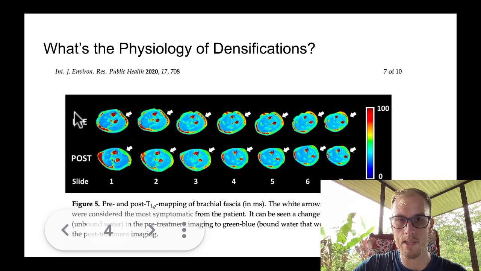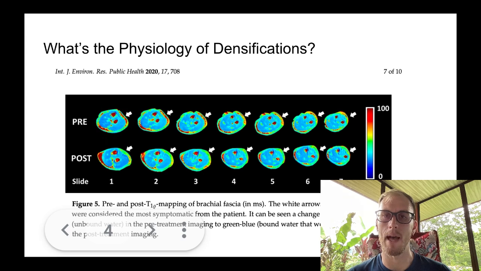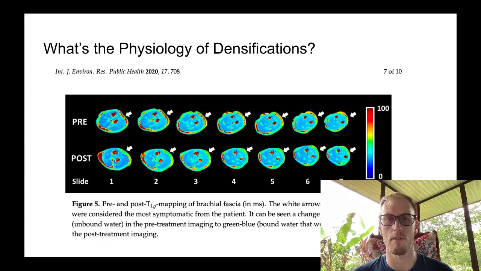In the series of images in the pre-manual therapy imaging, you'll see where the arrow is pointing, you'll see that there's red. There's more red within the surface layers of the tissue than there is on the post-manual therapy images. You'll see that there's basically no red in all of these posts. There's maybe a little bit here and there. That red is a demonstration of unbound water. It is the representation of unbound water in the fascial tissues.